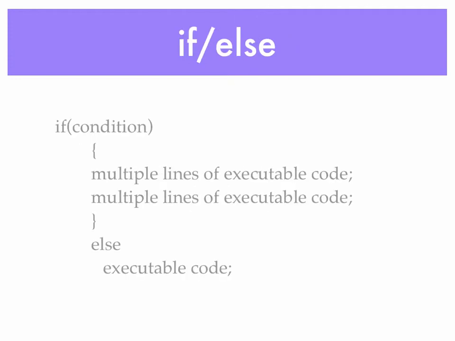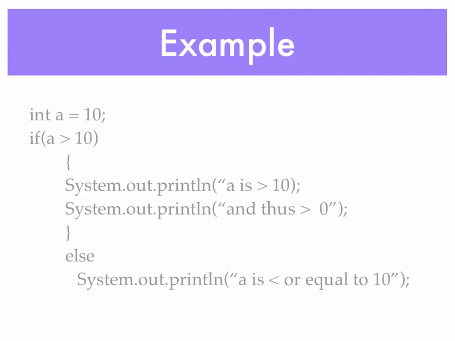Now the if-else statement can involve multiple lines of code, a block of code. And here I have an example of a block of code associated with the if statement. If the condition evaluates to true, I will execute the 2 lines of code within that block. And here's an example. I have an int a given a value of 10. If a is greater than 10, I will print out "a is greater than 10 and thus greater than 0". If a is not greater than 10, I will print out the line "a is less than or equal to 10".